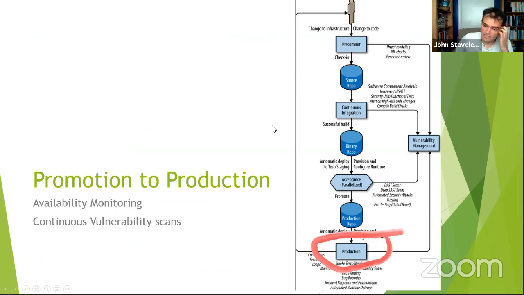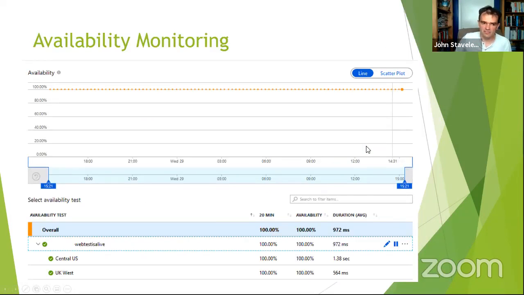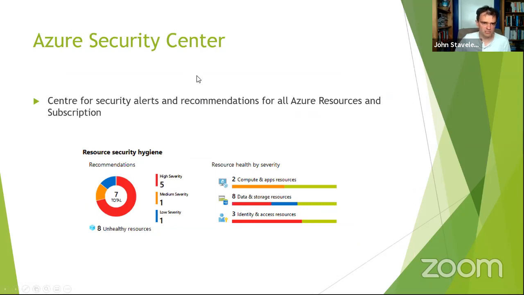So finally, promote into production. I'm going to have to speed up a bit. It does obviously a check from an availability perspective. So it's checking the website is up by pinging it from the US and UK. And then you've got the Azure Security Center. So this is different to the AZSK. So again, it's giving you different feedback about your security profile in Azure.